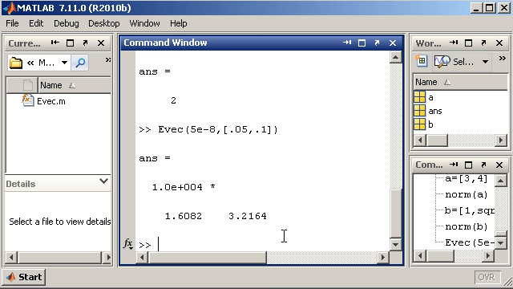Alright, let's see, and I get that E vector is equal to 1.6082 i, newtons per coulomb times i, times 10 to the 4th. So it's times 10 to the 4th, that would be 16,082 and 32,164 newtons per coulomb for the x and y components of E respectively.